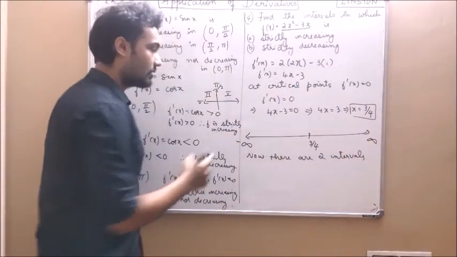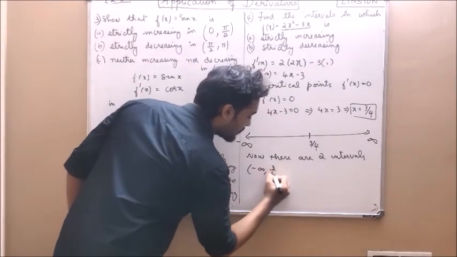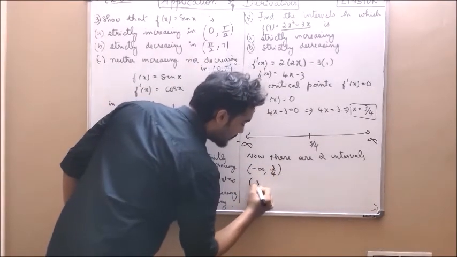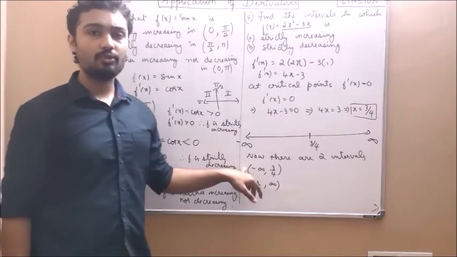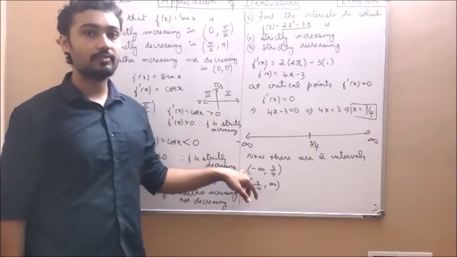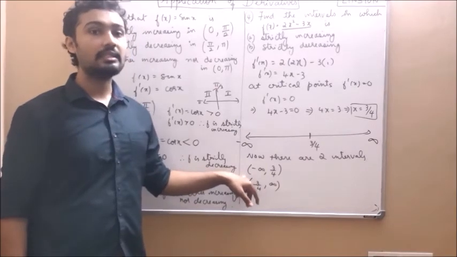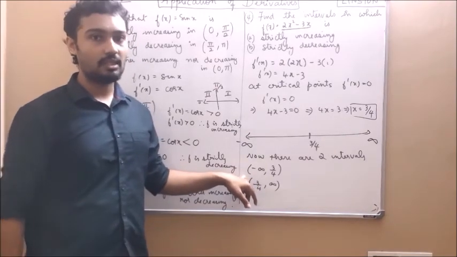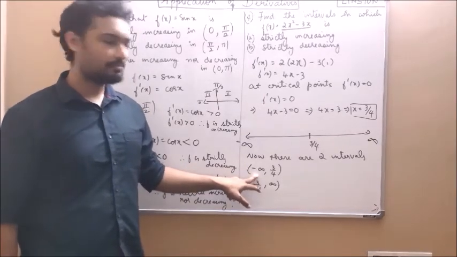Which are the two intervals? Minus infinity to 3 by 4, and 3 by 4 to infinity. So always remember, infinity you have to include only under an open bracket, not a closed bracket, because we cannot include infinity. You don't know what infinity is. It is nothing but an undefined number, very large to be defined. So now these are the intervals.